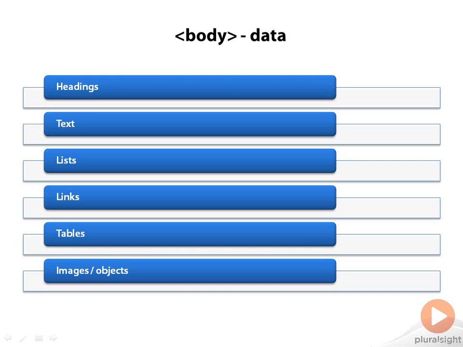Over the course of this Pluralsight course, we're going to go into each of these different areas and look at headings and text. We're going to look at lists and links and tables and images and objects. So we'll talk about the various elements within HTML, how you can use them, how you shouldn't misuse them, and pull all these things together to create this HTML document.